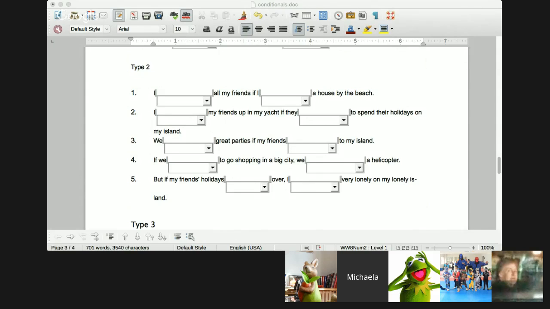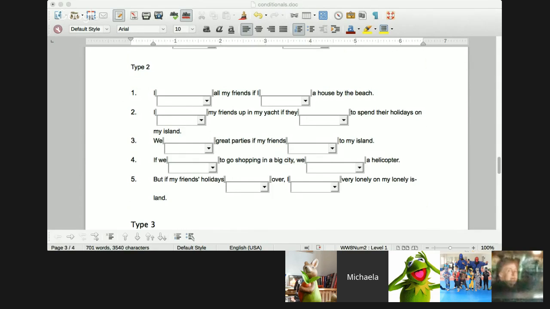But if my friend's holidays went over, I would be very lonely on my lonely island. Excellent. So the tense was right for the if clause blank, but the verb is a little bit funny. If my friend's holidays went over. The best verb here, I think, is the verb to be conjugated in the past. So what would that look like? But if my friend's holidays were over. Exactly. Thank you very much, Vislav.